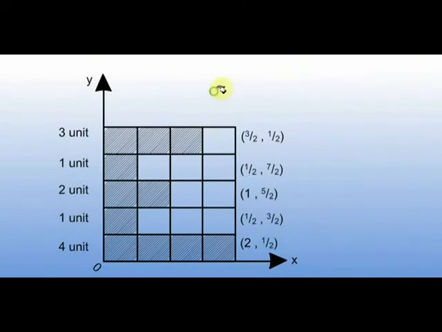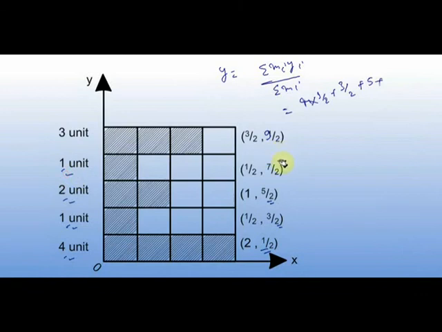Similarly, we can find out the y coordinate. The y coordinate would be sigma mi yi by sigma mi. So this will be equal to 4 into 1 by 2, plus 1 into 3 by 2, that is 3 by 2, plus 2 into 5 by 2, that is 5, plus 1 into 7 by 2, that is 7 by 2, plus 3 into 9 by 2, that is 27 by 2, by sigma mi, which is 11.